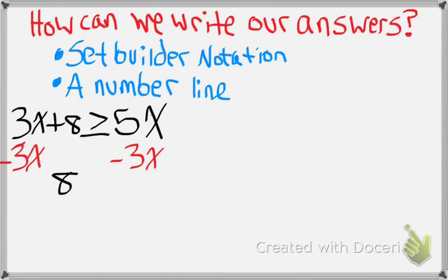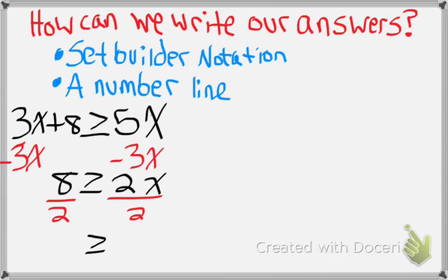Anyways, you'll be left with 8 is greater than or equal to 2x. Now, here's the thing. We only have one step remaining. We have to get rid of that coefficient of 2 by dividing. Now, it's positive 2, so we're not activating any kind of special flipping of the inequality or anything like that. So we're left with 4 is greater than or equal to x.